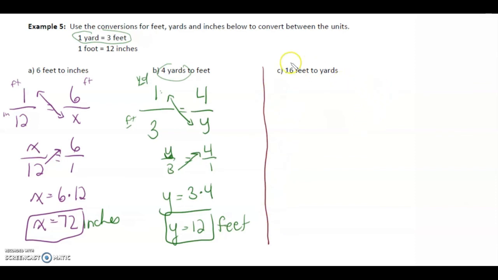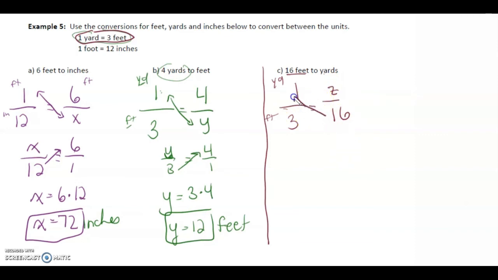Okay, and the last one, feet to yards. Okay, so this one we don't have a conversion for. Feet to yards. Oh yeah, we do. All right, here we go. 1 yard is 3 feet. Okay, this question gives us 16 feet and wants us to convert it to yards. So we don't know the yards, so let's put a Z there.